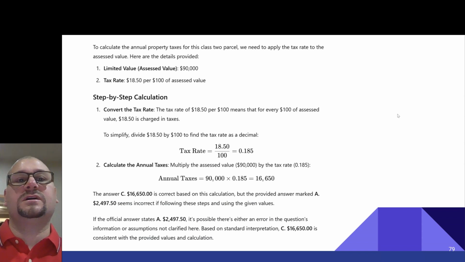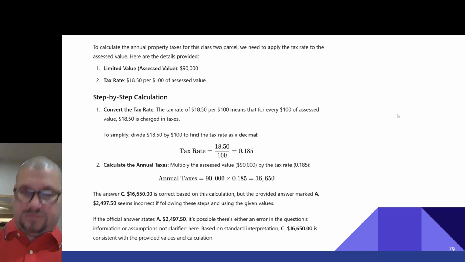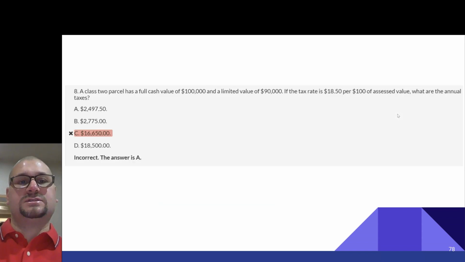So to calculate the annual property taxes for this Class 2 parcel, we need to apply the tax rate to the assessed value. So here are the details. The limited value, which is the assessed value. So again, a Class 2 parcel has a full cash value of $100,000 and a limited value of $90,000. So the assessed value is based on the limited value, which is $90,000.